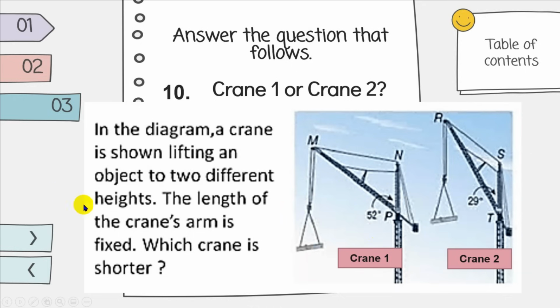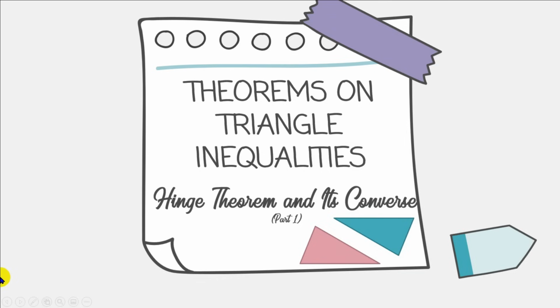And for the last item, item number 10, is it crane 1 or crane 2? In the diagram, a crane is shown lifting an object to two different heights. The length of the crane's arm is fixed. Which crane is shorter? Is it crane 1 or crane 2? So, we have here 52 degrees and 29 degrees. Alin daw po ang mas shorter? Okay, shorter po ang tanong. And that's all for this video.